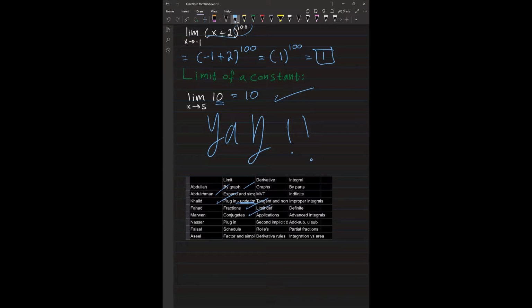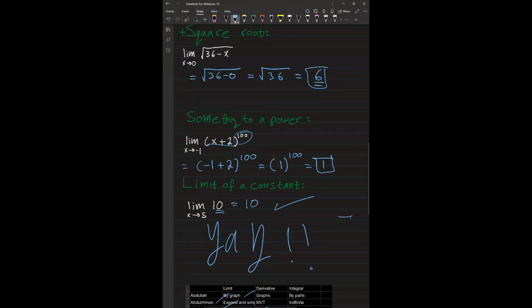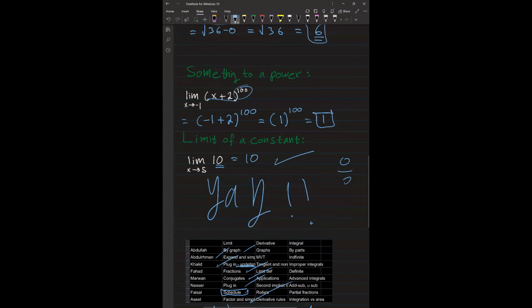Plug in, that's what I'm doing. Schedule, what does that mean? I think that means table, which means plugging in values that are close to the x value. And then we have factor and simplify. Those are the other ways that you should try if you get 0 over 0, and I'm sure the other guys will explain it.